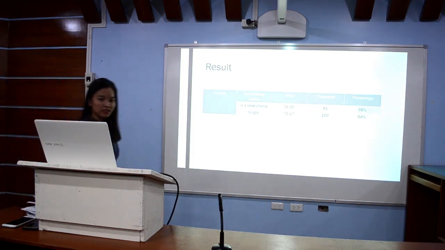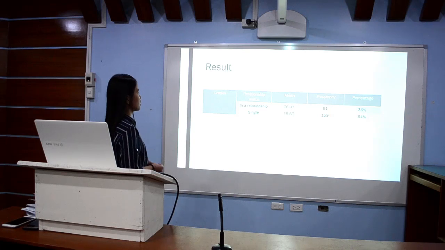So for the result of our study, the researchers gathered the mean grade for the in a relationship status, which is 76.37, while for the single status is 75.67.